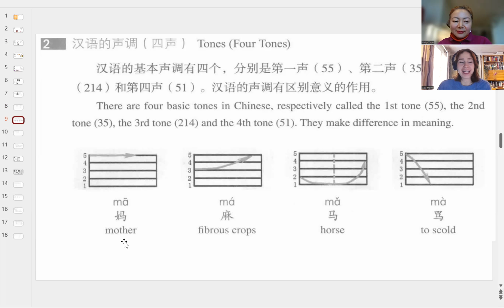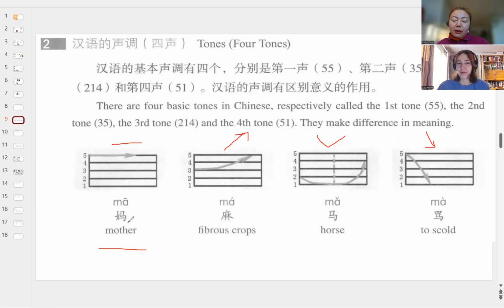Yeah. Okay, so the first is mā. It's the same tone, you don't raise it or go down. And then the second one is má. So it goes up. And then the third one is mǎ. So it kind of goes down and up. And then the fourth one is mà. It goes down.